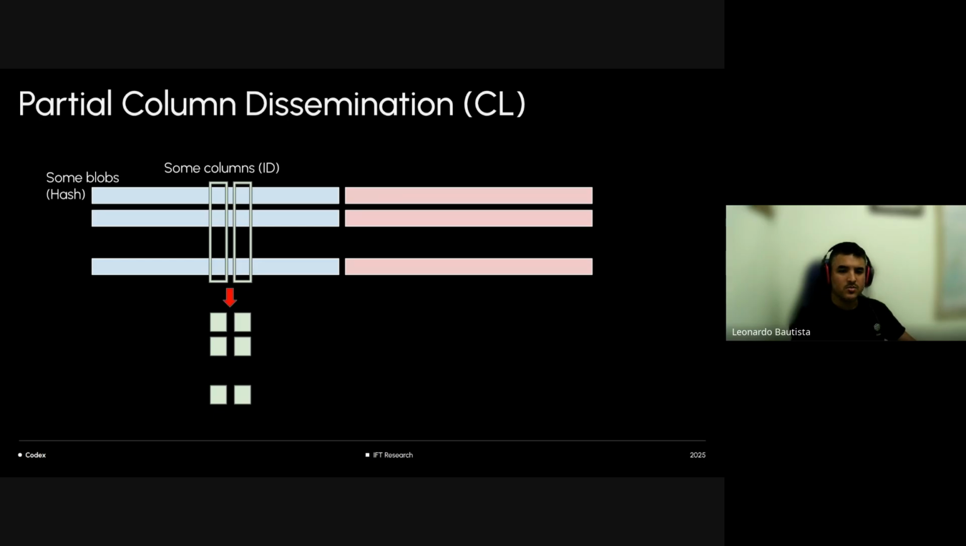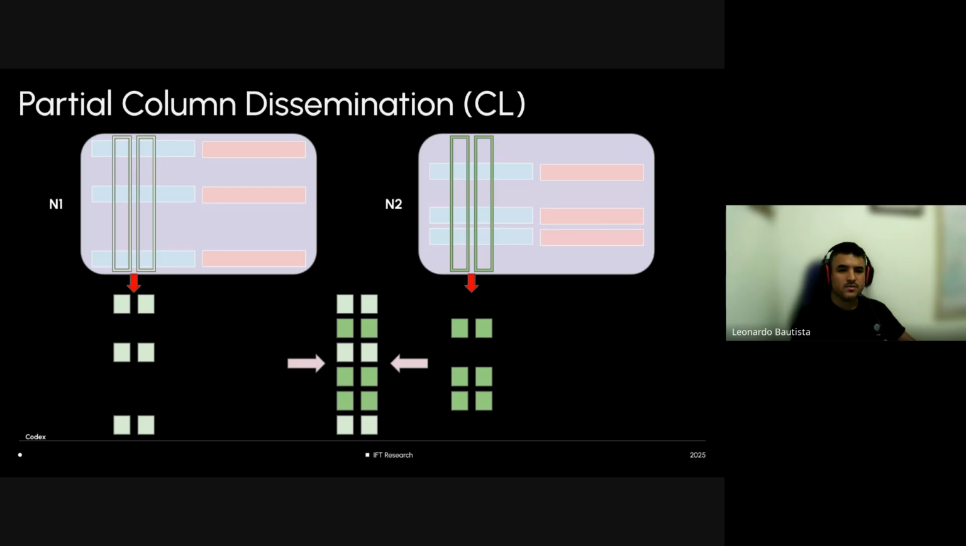Then you take the columns that you are assigned to share over gossip sub, and you send those cells through partial dissemination. Okay, and that is fine. You do this on one side. I see some questions. I'm just finishing, so I will take the questions at the end if that's okay.